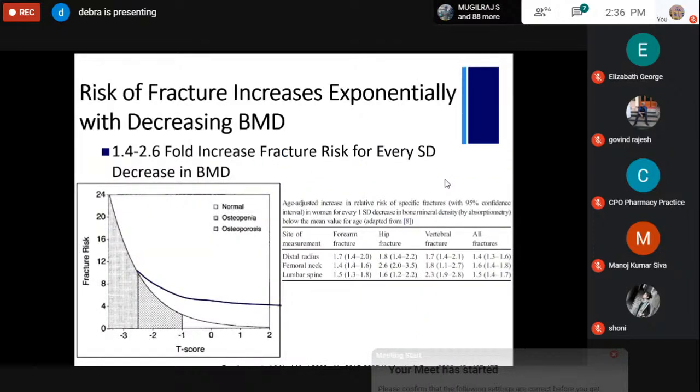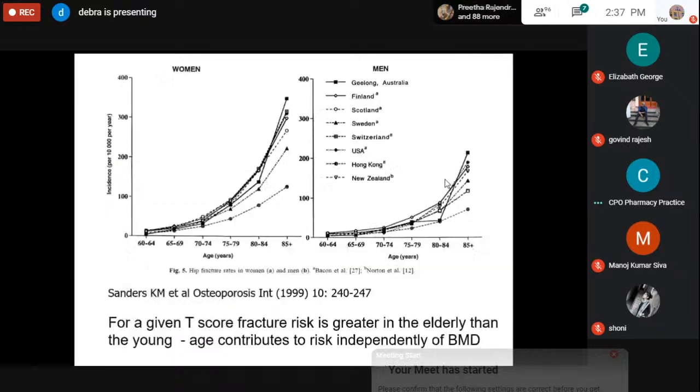When we look at the risk of fracture, it increases exponentially with a decreasing bone mineral density. There is between a 1.5 to 2.5-fold increase in risk of fracture for every standard deviation that person is from normal in terms of the BMD, and the normal is age adjusted. When we look at the age-adjusted increase in relative risk of specific fractures, this information has now been really well confirmed: the more standard deviations from normal someone is with their osteoporosis, the more likely they are to sustain a fracture.